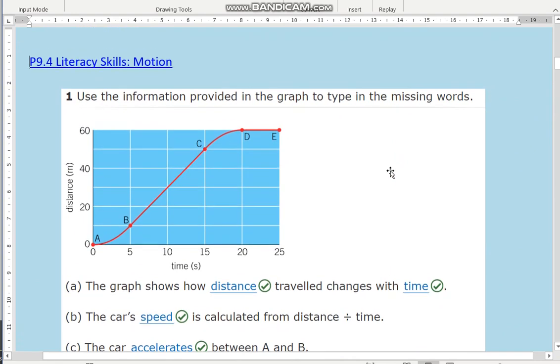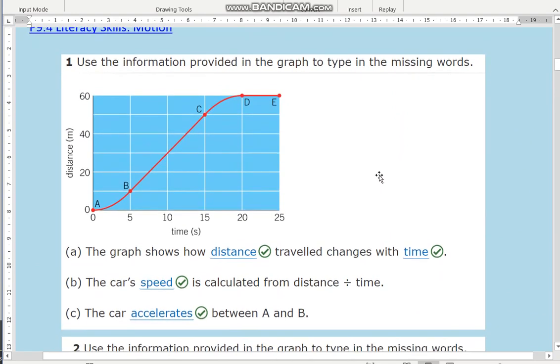So on to the next Kerboodle interactive, which was about motion. Use the information provided in the graph to type in the missing words. So the graph shows how, and it's distance, because we can see on the y-axis, changes with time, which we can see on the x-axis. The car's speed is calculated from distance divided by time. Remember, the gradient of the line gives us the speed, and that is the distance, the vertical change, divided by the time, the horizontal change.